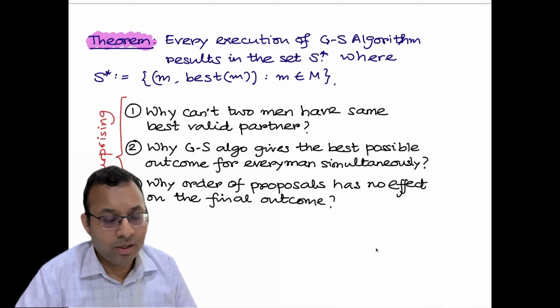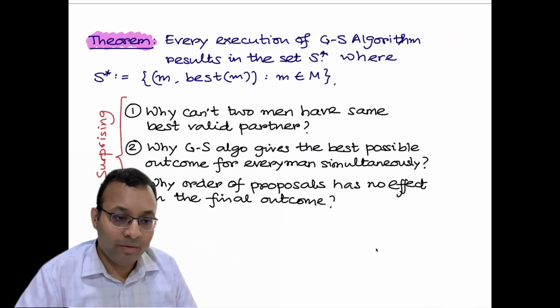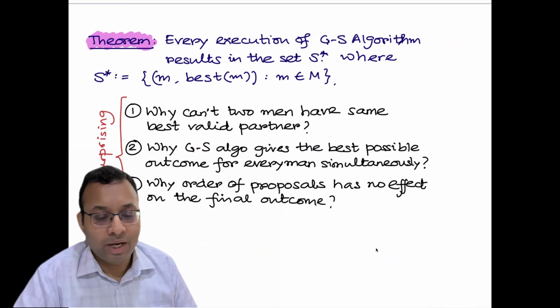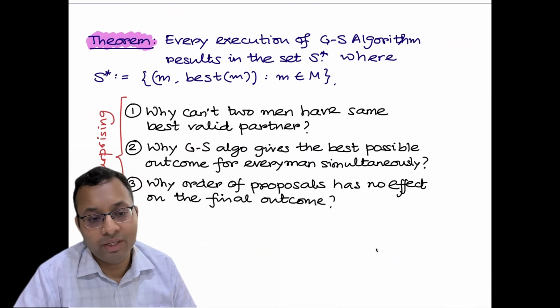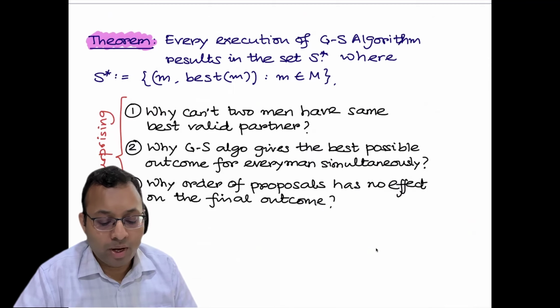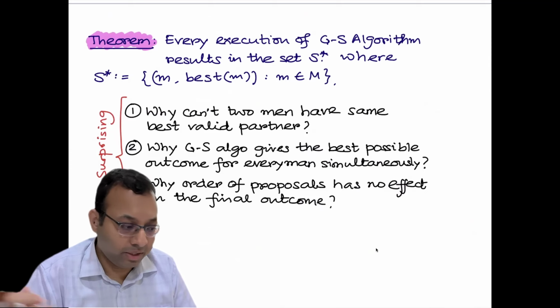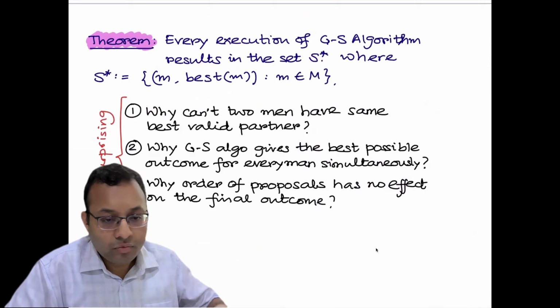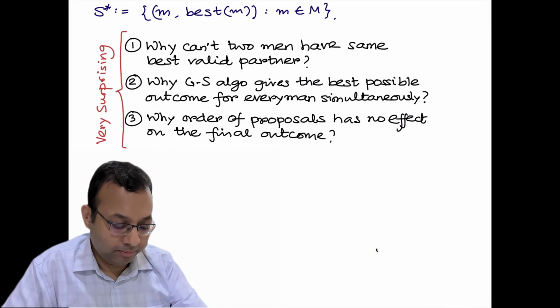Earlier we saw examples where either men were happy or women were happy, so we had to make a compromise. But once we make that compromise, the algorithm ensures that all men are happy simultaneously under stability. And also, why does the order of proposals have no effect on the final outcome? These are very interesting properties, so we'll try to prove this theorem.